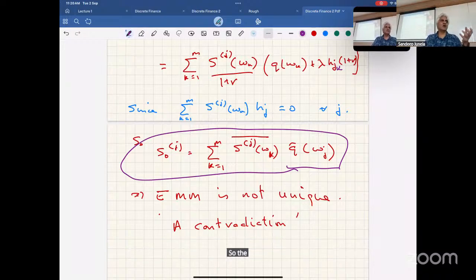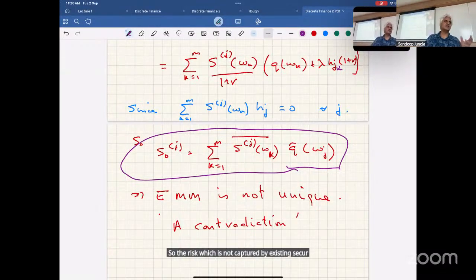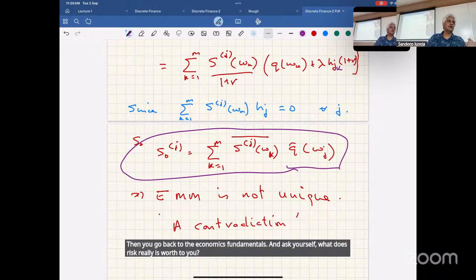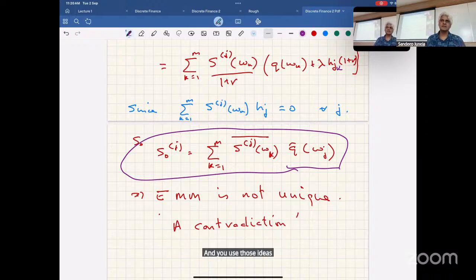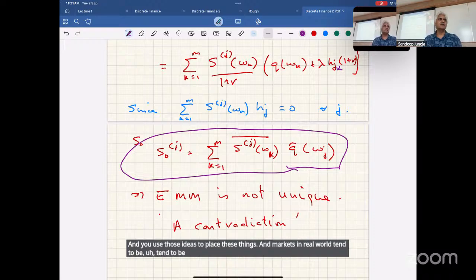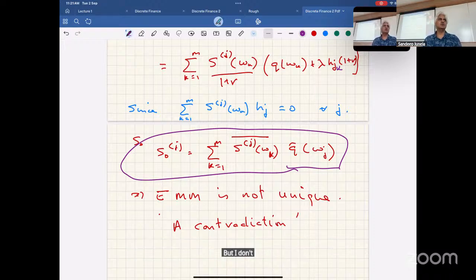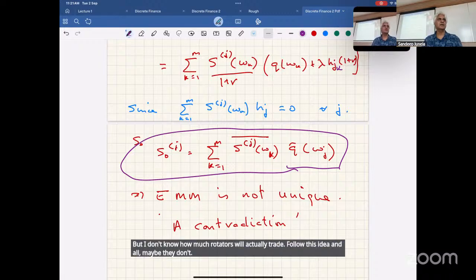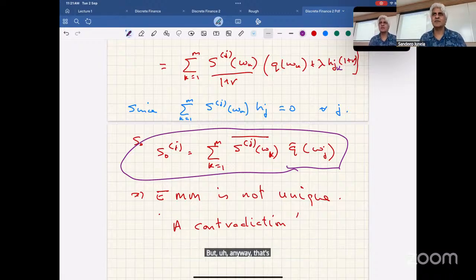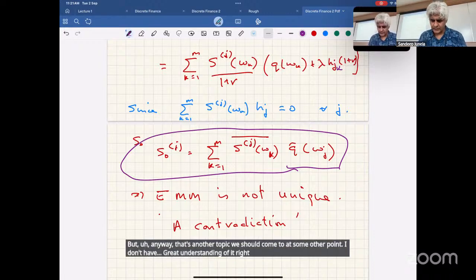The risk which is not captured by existing securities is residual risk. Then you go back to the economic fundamentals and ask yourself what that risk is really worth to you, and you use those ideas to price these things. Markets in the real world tend to be incomplete. But I don't know how much traders who actually trade follow this idea. Maybe they don't. Anyway, that's another topic we should come to at some other point. I don't have a great understanding of it right now.